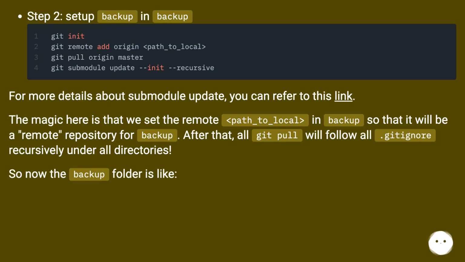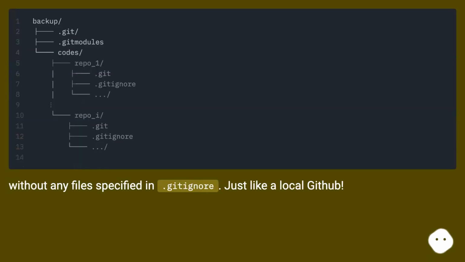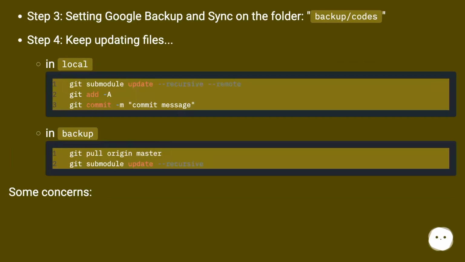So now the backup folder is like the following, without any files specified in .gitignore. Just like a local GitHub. Step 3. Set Google Backup and Sync on the folder backup/codes. Step 4. Keep updating files in local, and in backup.